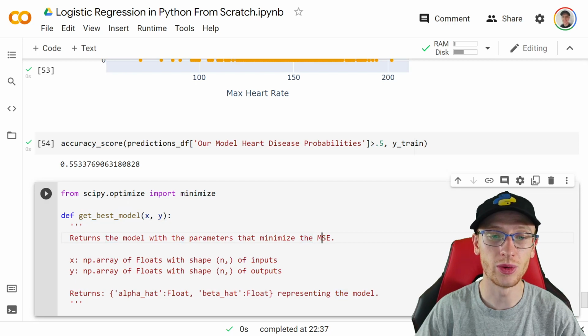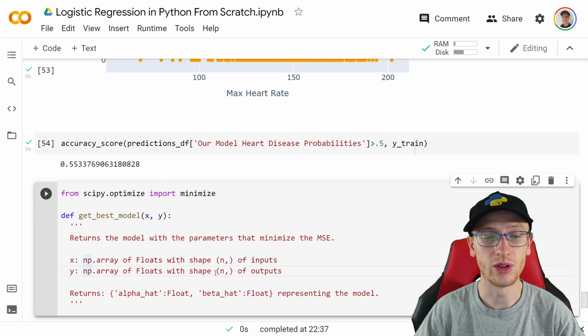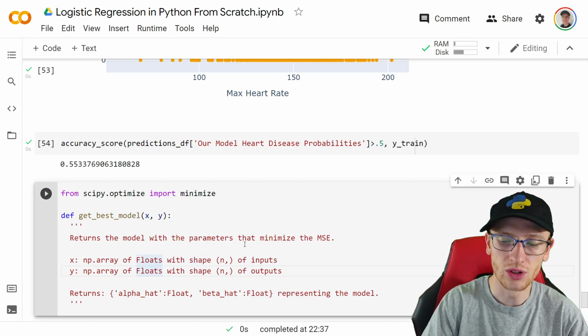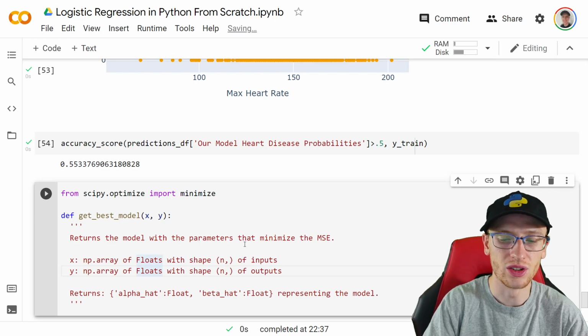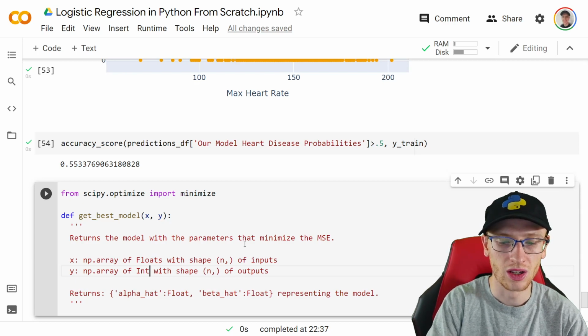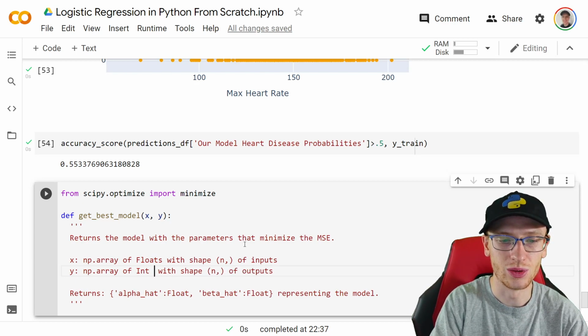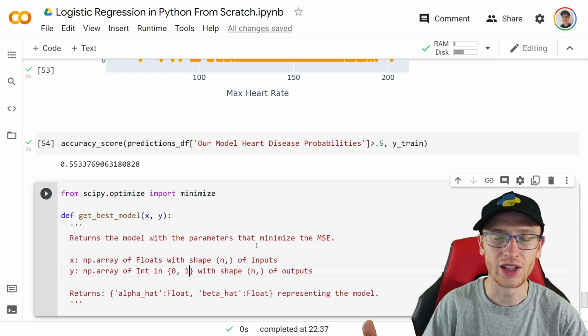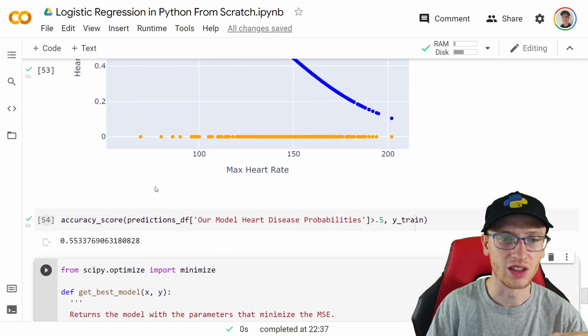which returns the model with the parameters that best minimize the mean squared error. X is the NumPy array of floats with a shape of n, of inputs. Y is a NumPy array of floats with shape n, of outputs. These values, they're floats, but actually I'd really rather say they're ints, even if they're technically cast as floats. They're really int values in the range, so I'll just say int in 0 and 1.